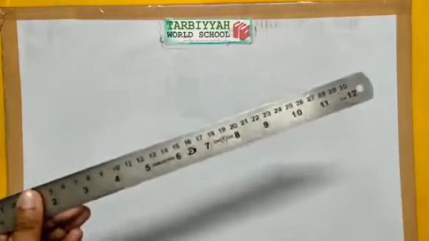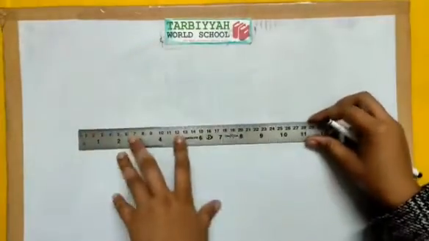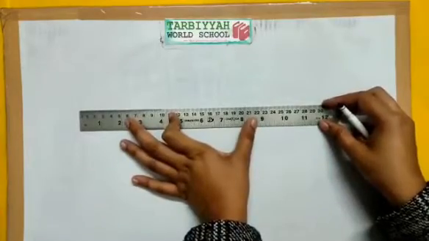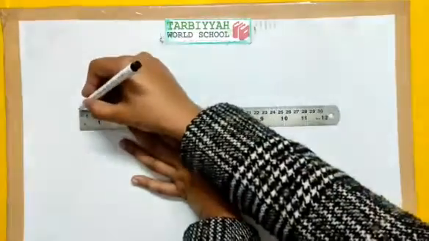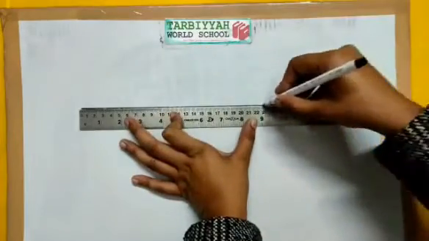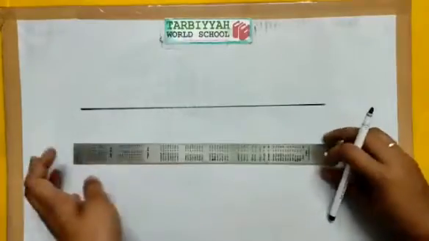Okay. First we draw a number line. How do we draw a number line? First we take a ruler and draw one sleeping line. Make a straight line. Draw a straight line. Like this.